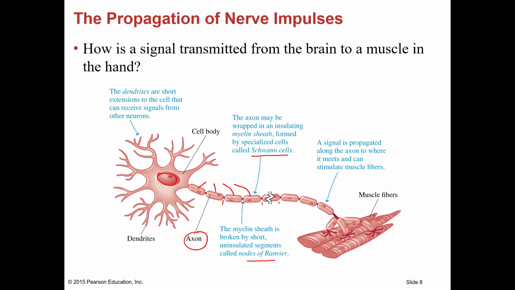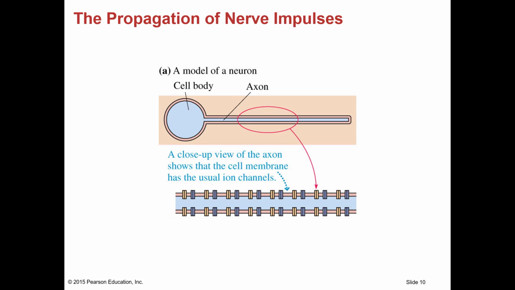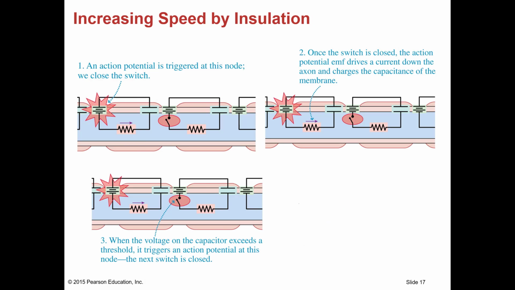So how are signals transferred? Through axons. The signals are generated at the cell body, and they are transmitted through the axons, and the axons have these channels. They have sodium channels and potassium channels. So these are the sodium and potassium channels.